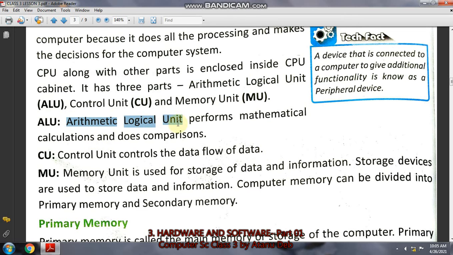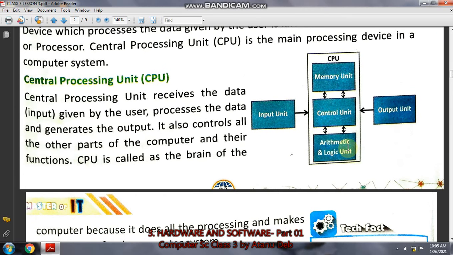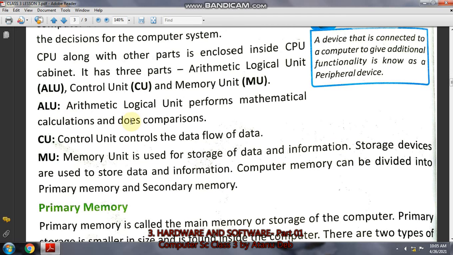Any kind of mathematical operations which involves calculations or comparisons, all are done with the help of ALU inside the CPU. If you are telling the computer to add two numbers, so addition of two numbers will be calculated in the ALU, in this chamber of the CPU. Okay, so ALU gives the mathematical answers of the instructions given in the computer.